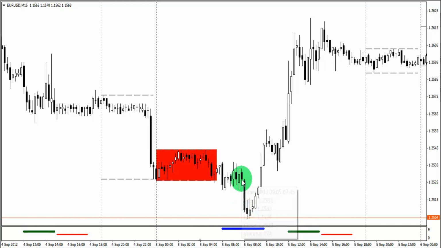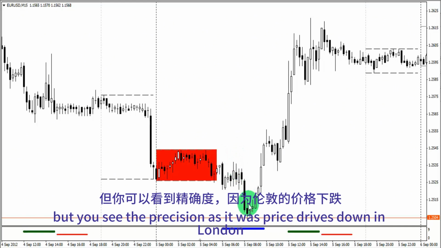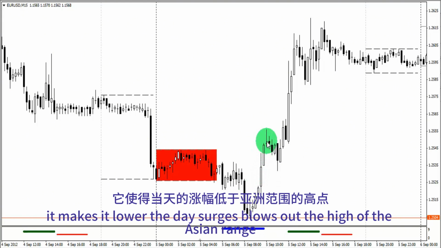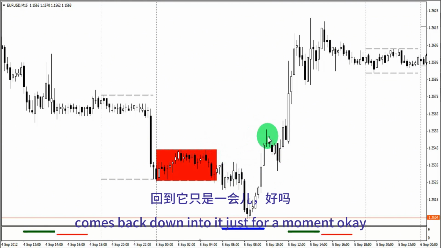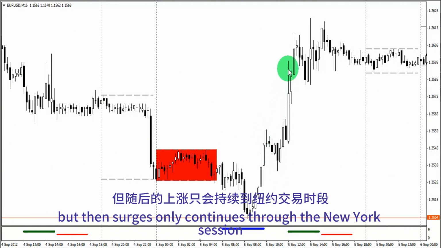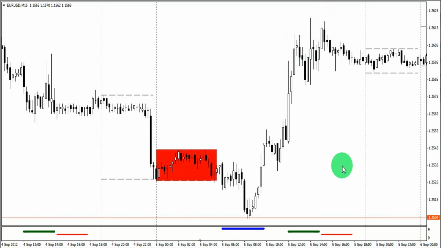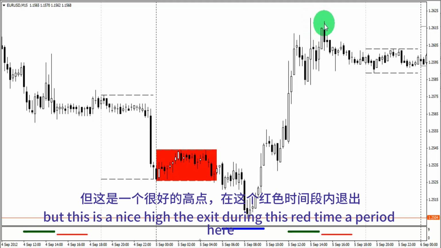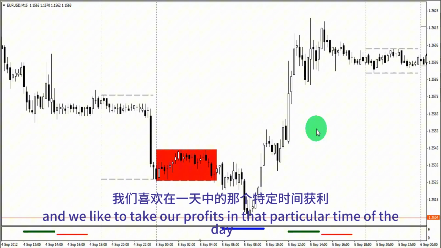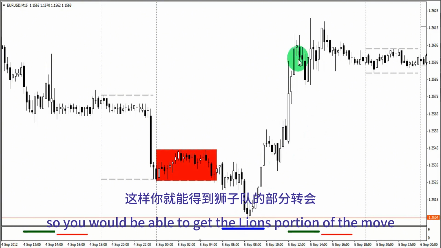But you see the precision as price drives down in the London Open kill zone, and what does it do? It makes the low of the day, surges, blows out the high of the Asian range, comes back down into it just for a moment, and we're going to talk about this in a second. Then it surges on, continues through the New York session, making the highest high here, but this is a nice high to exit. During this red time period, that's the London close time, and we like to take our profits in that particular time of the day. So you would be able to get the lion's portion of the move.